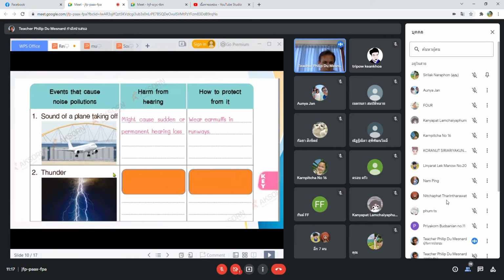Okay, number 2. The sound is loud. The sound is thunder. So it can cause hearing loss. It can be bad for your ears. And what can you do? I would say just go in the house, is what I would do. But it says here, you can cover your ears. Yeah, so you can just do this. Okay, please write, class, please write.